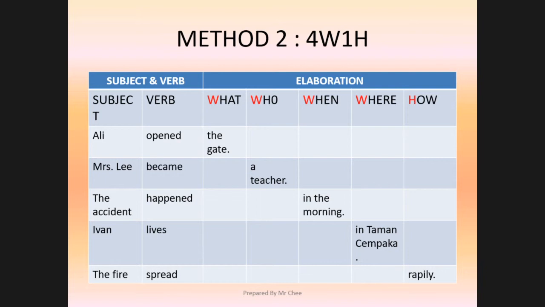Ali opened the gate. What did Ali open? The gate. Miss Lee will become what? A teacher. Who? We use who. Next, the accident happened. When did the accident happen? In the morning. Where does Ivan live? In Taman Cempaka. The fire spread. How did the fire spread? Rapidly, which means very, very fast. Let's go to step three. What is that?